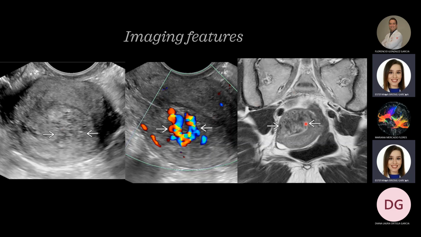Then we have a coronal T2 weighted image, MRI, in the same patient. Shows obscuration of the uterine zonal anatomy with heterogeneity of the anterior myometrium, including flow-related signal voids that are consistent with the uterine arteriovenous malformation.